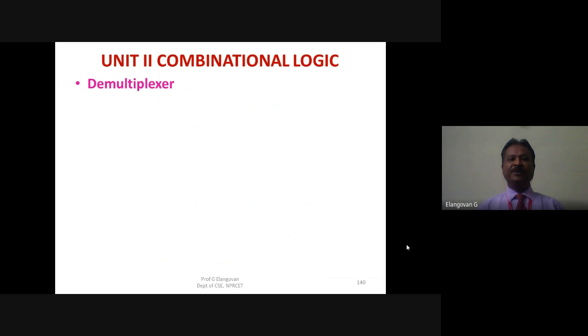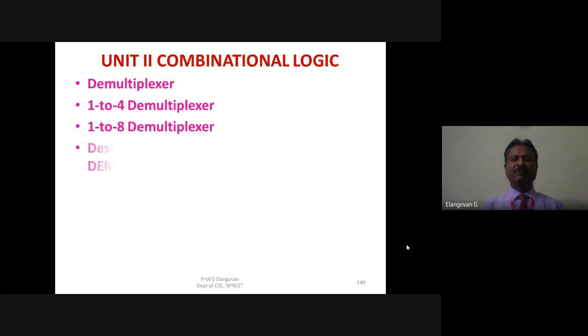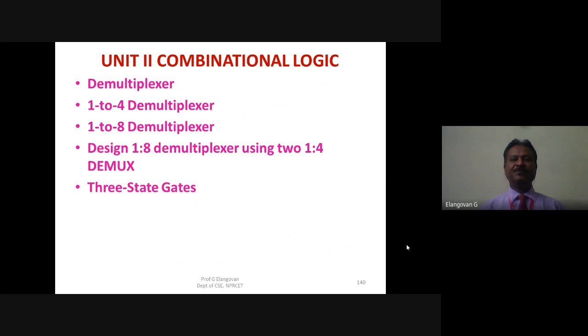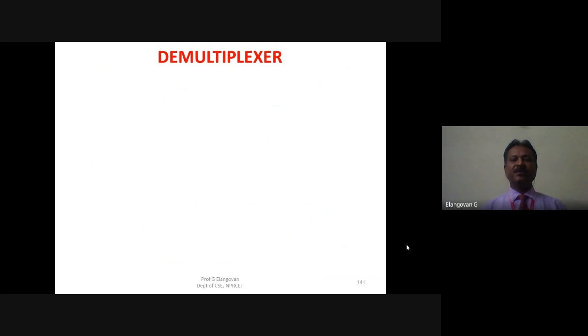In the second unit, you are going to learn about demultiplexers, the best examples being the 1:4 and 1:8 demultiplexers, and how to design the higher level demultiplexers by using the lower level demultiplexers. And of course, we are going to understand the three-state logic gate. So first we will understand the demultiplexer.